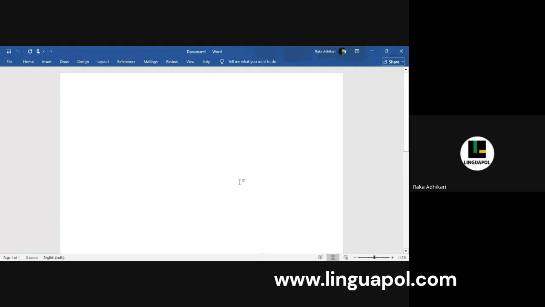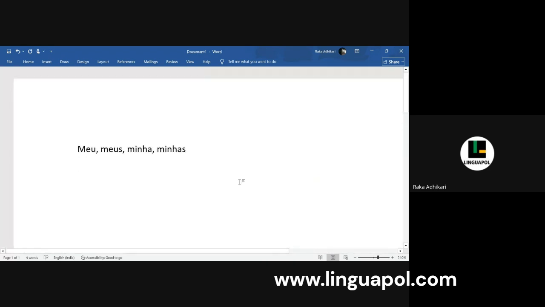Ok, então temos 4 palavras. We have 4 words: meu, meus, minha, and minhas, for the single word my in English. Let's see some examples. Meu irmão conhece os jogadores.